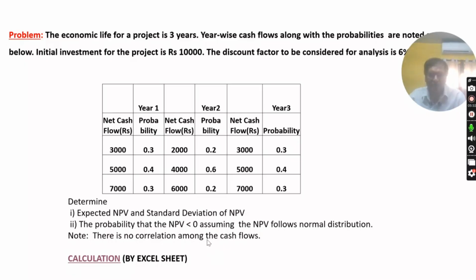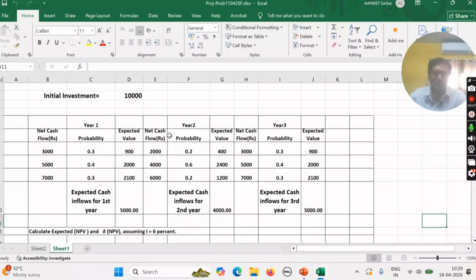There is no correlation among the cash flows, which I have already mentioned. This is the first case, and later we will discuss the case where the cash flows are correlated. For better understanding, I am going to show you through an Excel sheet, then the calculation part will be clear. Okay, now we are going to the Excel sheet. I am solving the same problem, the problem which I have just discussed.